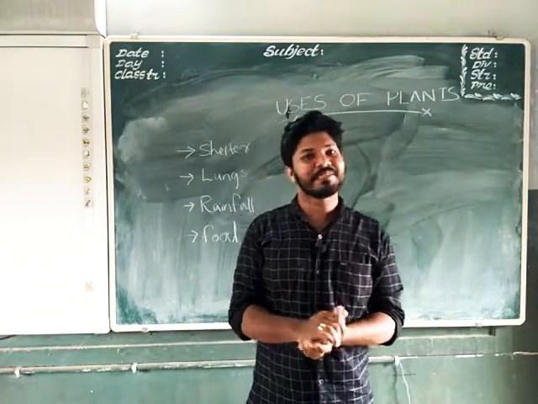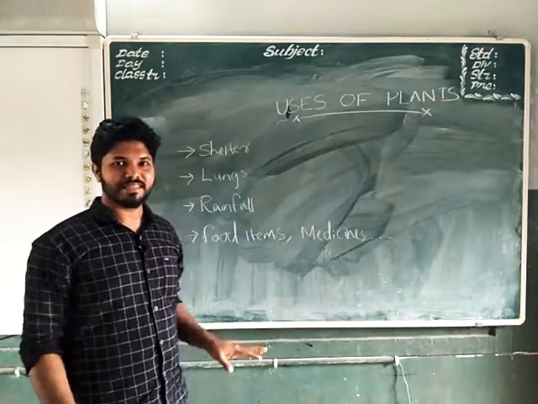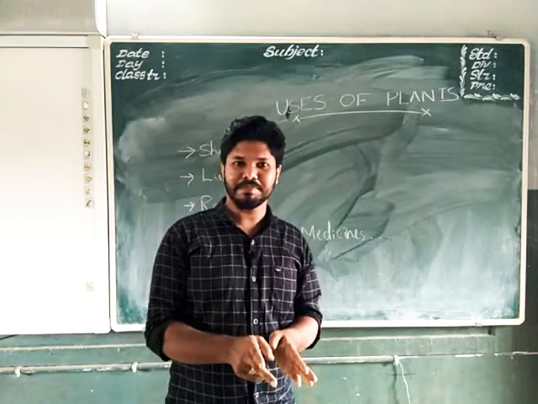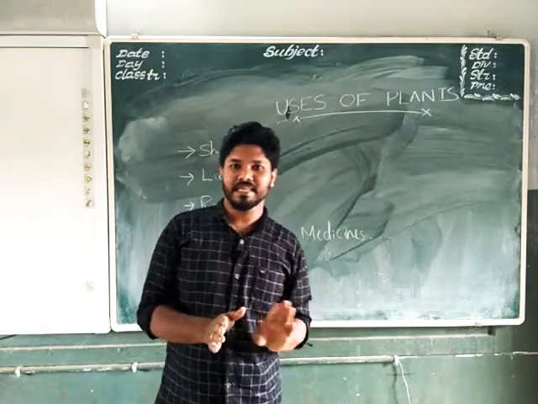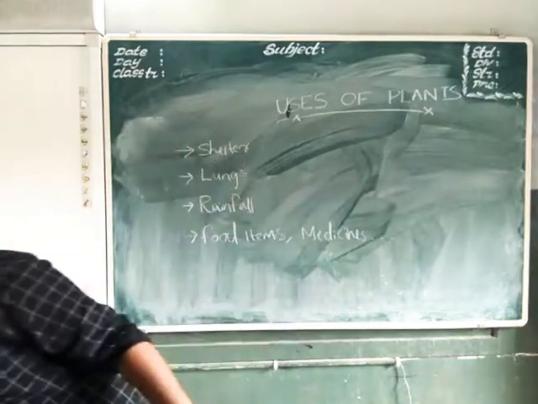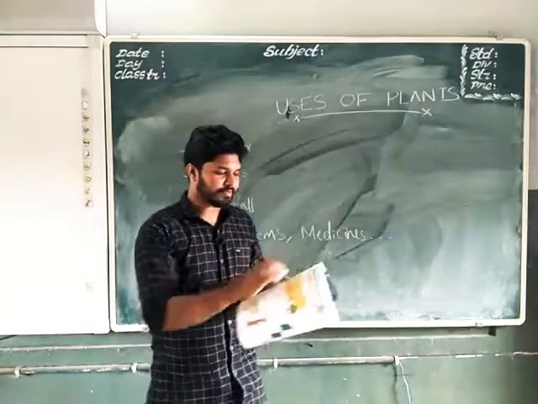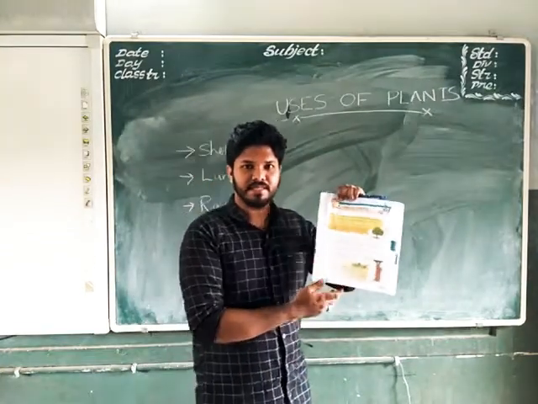We are starting our new chapter in science. This is the third chapter of your science. Actually, it's the second chapter in our view, isn't it? We skipped the second chapter and we are moving to the third chapter in your textbook. See, this is our chapter: Uses of plants, page number 165.